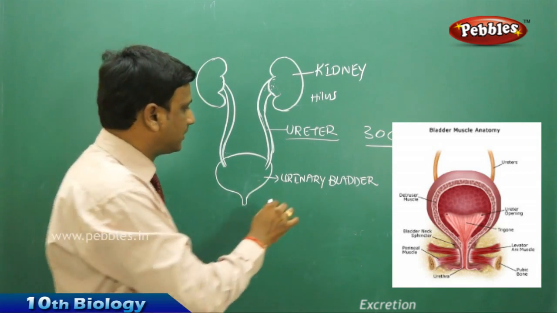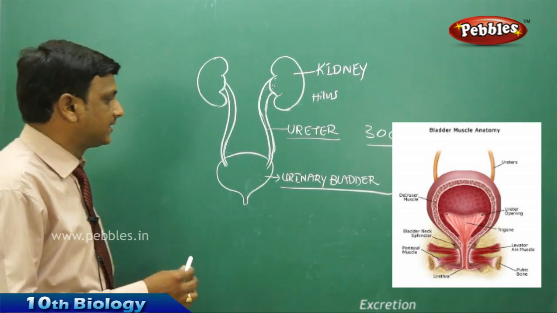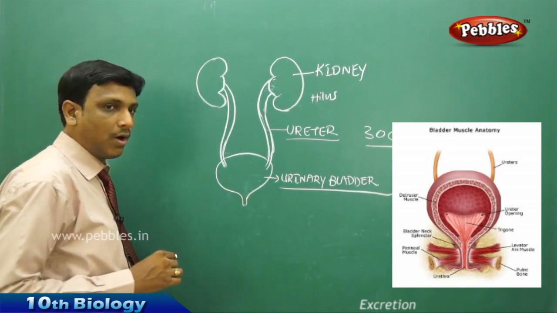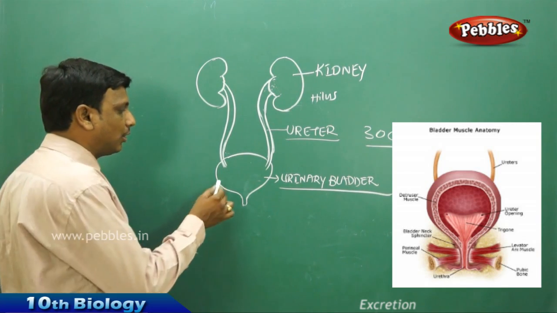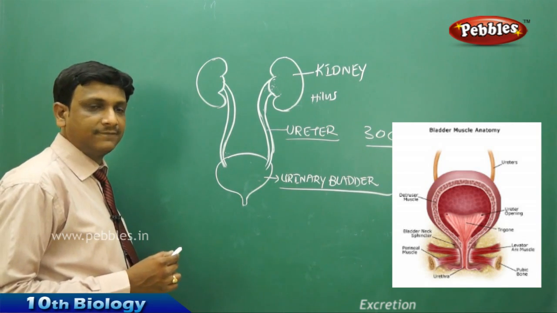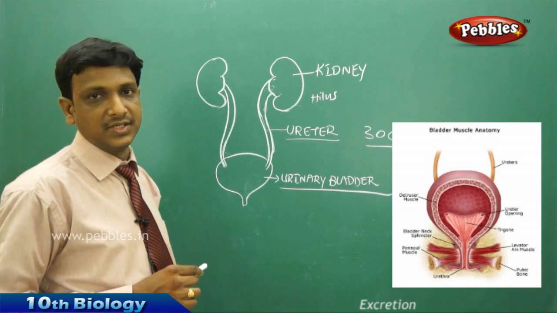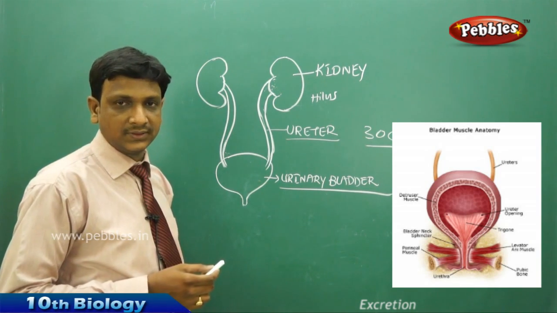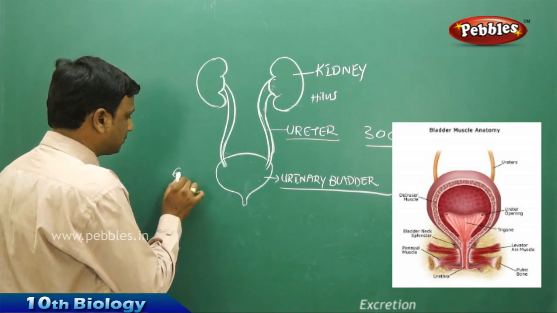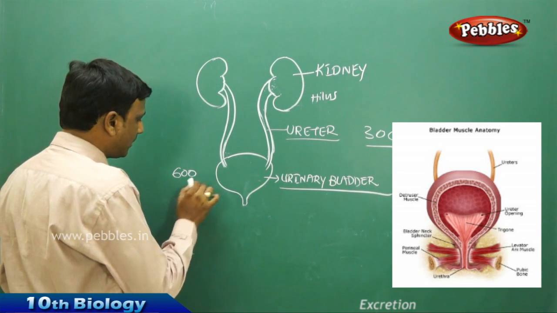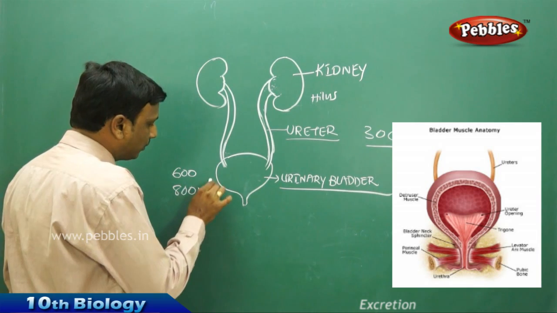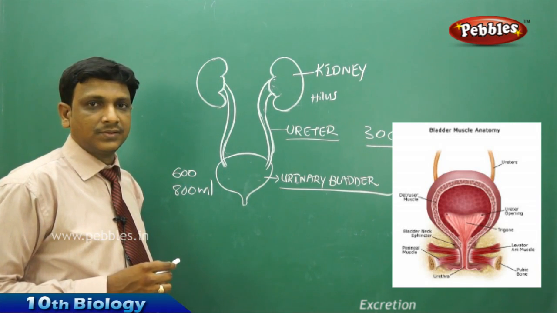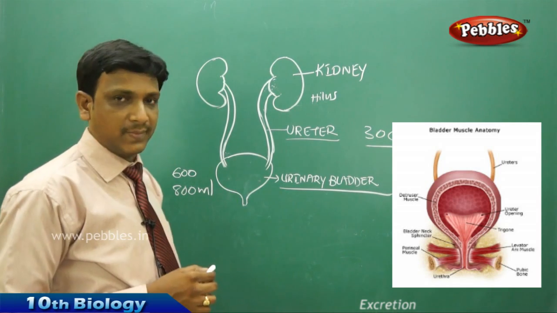Now let us look at the urinary bladder. This is a pear-shaped organ present in the lower abdomen, which holds the urine. It collects the urine. The urinary bladder is an elastic organ which can hold up to 600 to 800 ml of urine. That is the capacity of the urinary bladder.